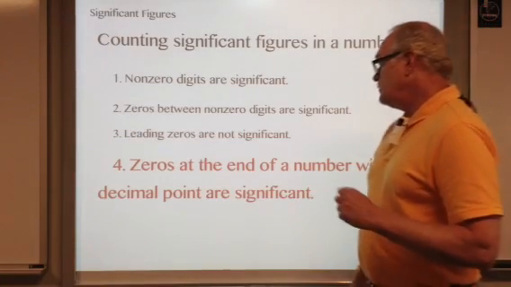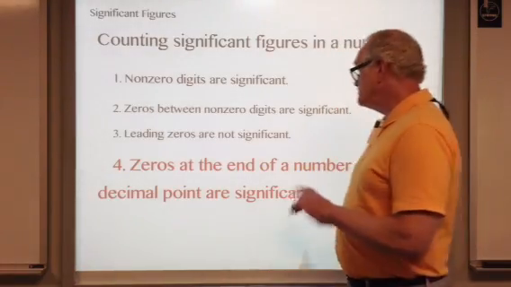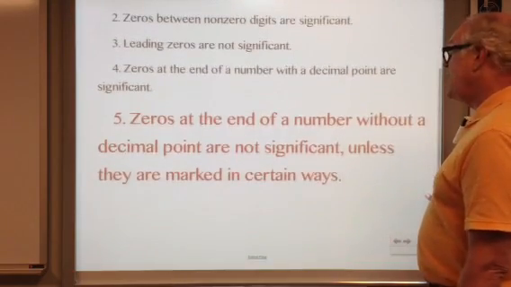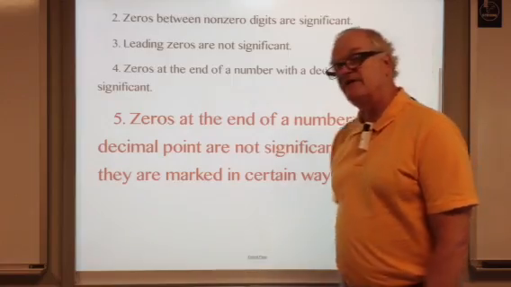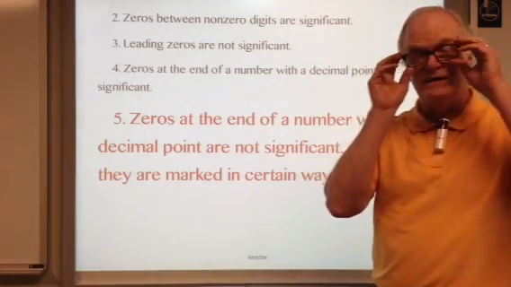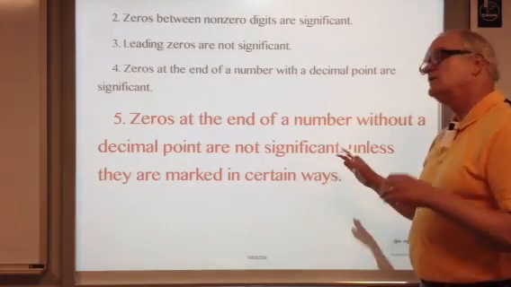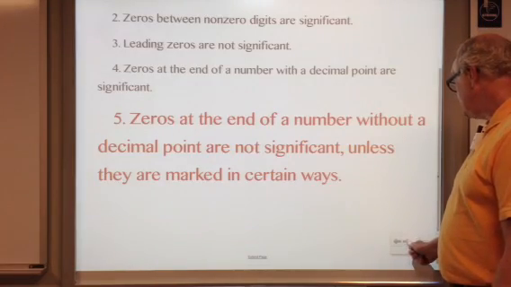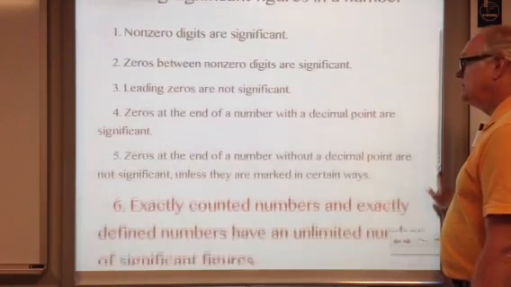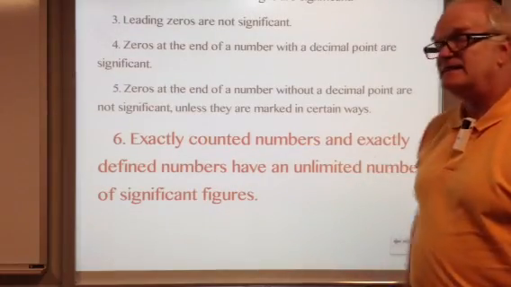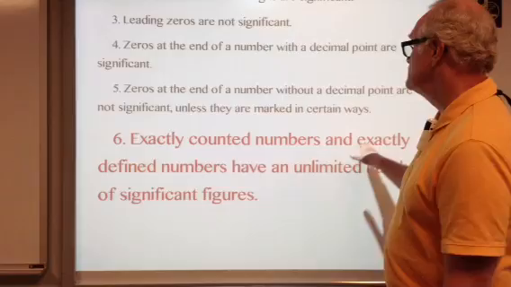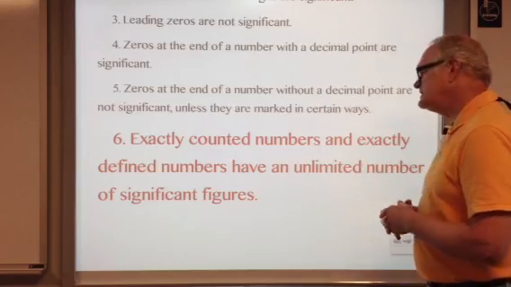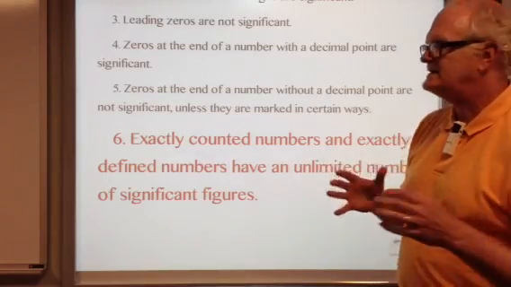Zeros at the end of a number with a decimal point are significant figures, but only if the number has a decimal point. Zeros at the end of a number that does not have a decimal point are not significant figures, except they might be marked in such a way that they are significant figures. So you can see there are a lot of ifs and ands and ors in this, and it gets kind of confusing, and we're not done yet. Numbers that are counted exactly have an unlimited number of significant figures. Numbers that are defined exactly, like those in a measurement system, have an unlimited number of significant figures. So there's a lot to keep track of.